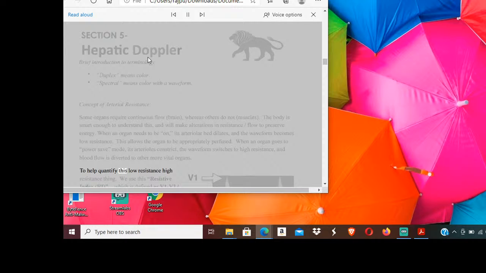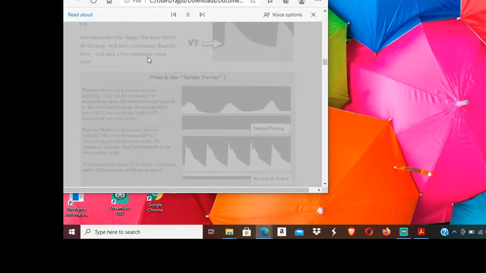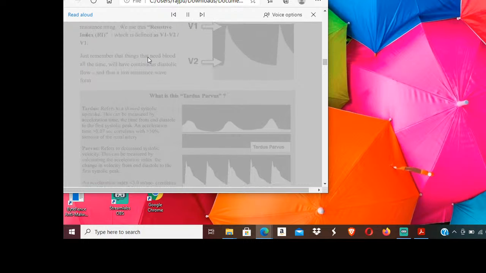To help quantify this low resistance, high resistance thing, we use the resistive index, RI, which is defined as V1 minus V2 over V1. Just remember that things that need blood all the time will have continuous diastolic flow and thus a low resistance waveform. What is this tardus parvus?